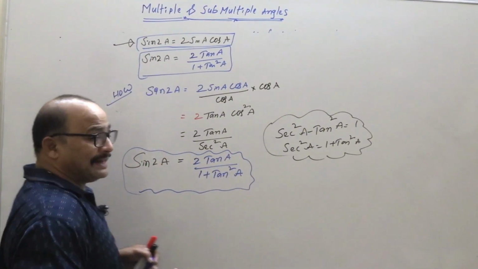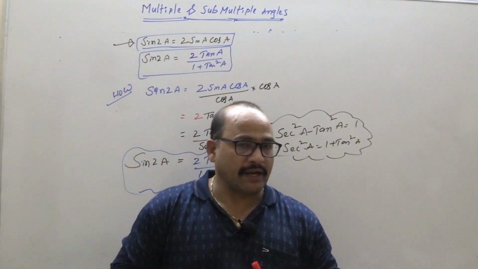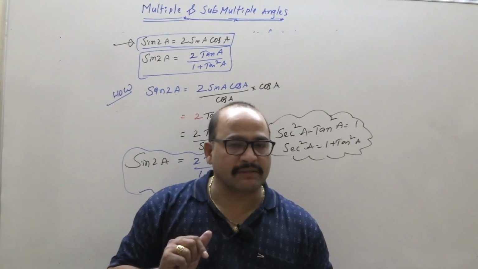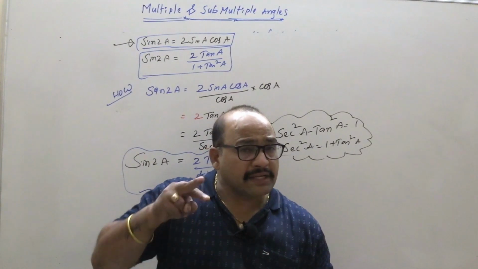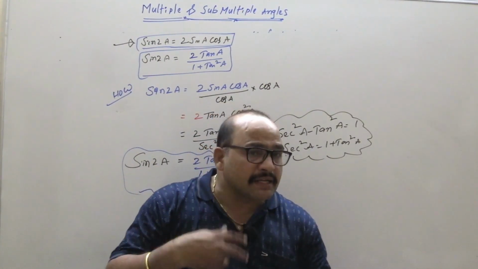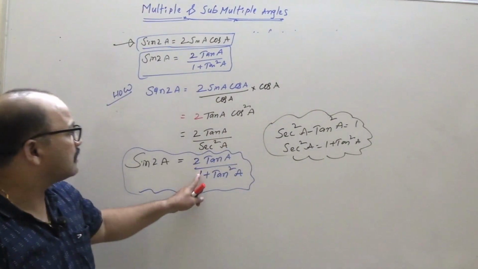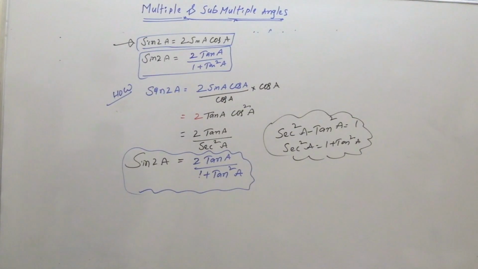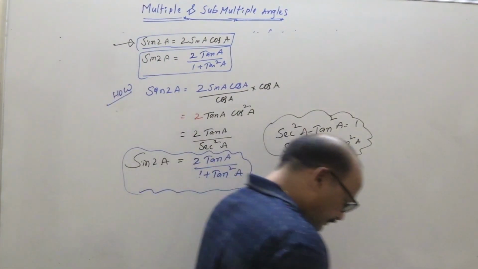You should remember the sin 2a formulas, so two formulas are there. One is in terms of sin and cos, another one exclusively in terms of tan. Sin 2a formula in terms of tan, this is the formula. So be careful, students. Next.